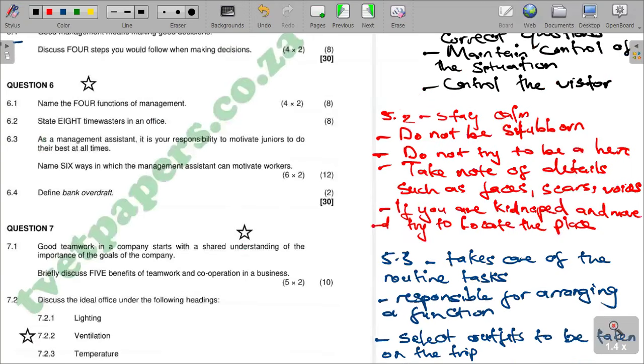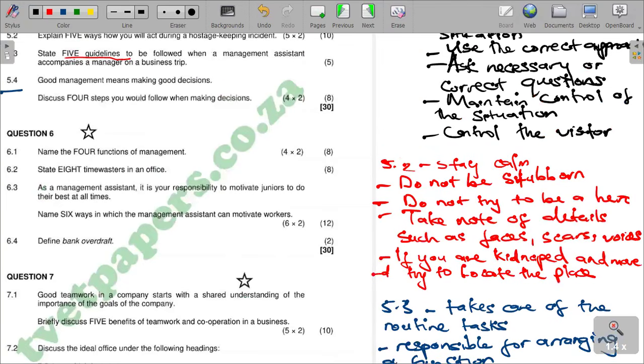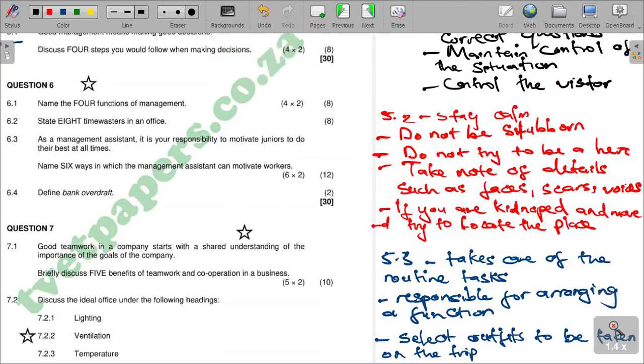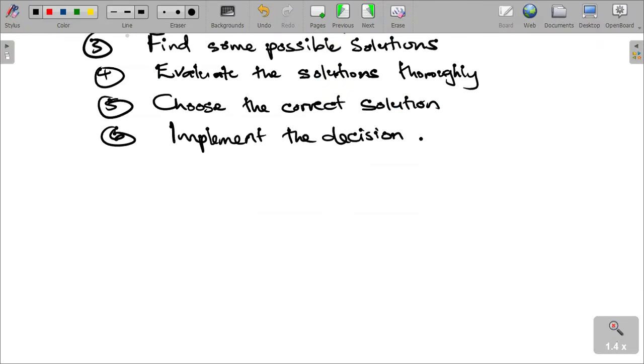Right. Let's move on to question 6. Name 4 functions of management. Name the 4 functions of management.